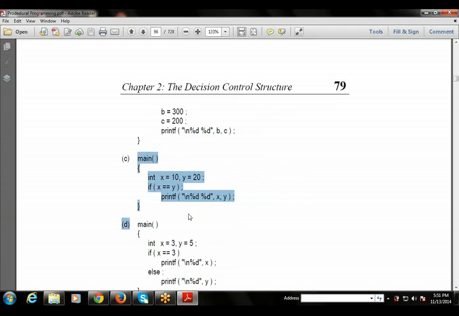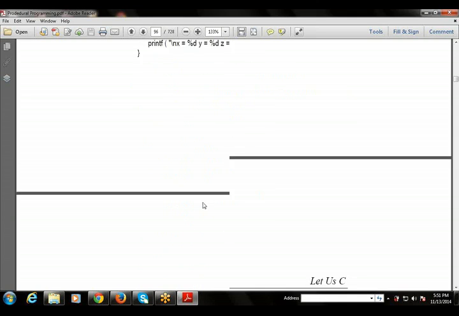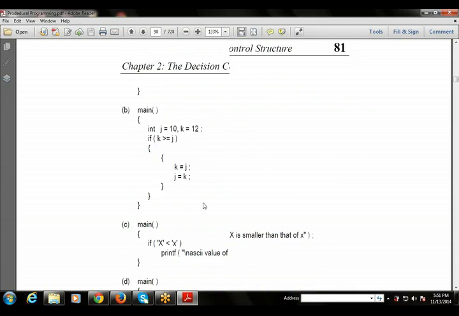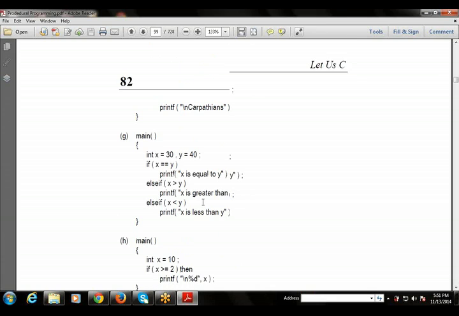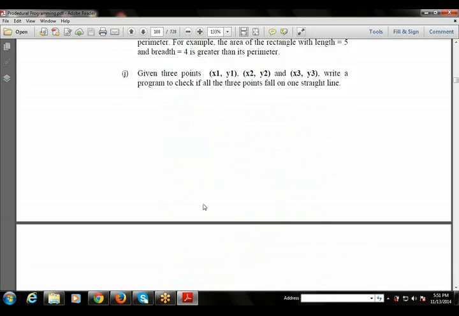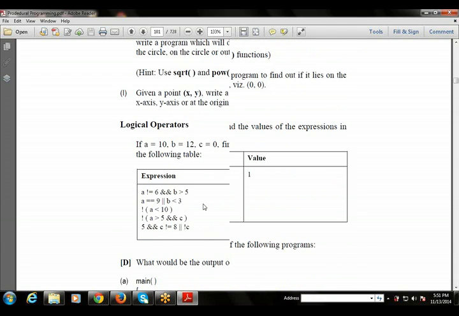For example, let's take this example. In this, two variables are used, one is x, one is y. x stores 10, y stores 20. Now check the condition: if x is equal to y, that is if 10 is equal to 20, then print the values of x and y. But this is not the correct condition, so it does not give any output. These are the examples. There are so many examples for your practice purpose.